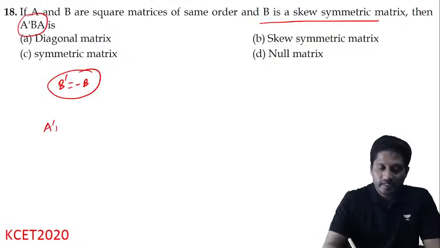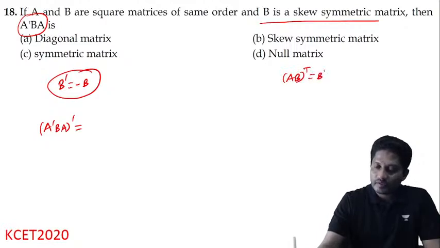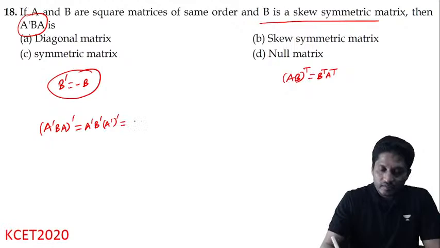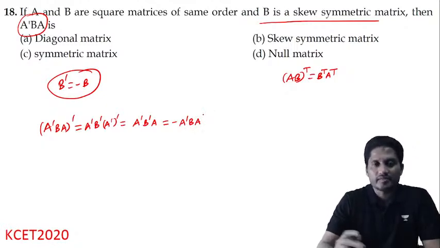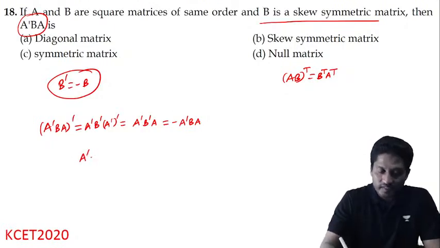Now suppose I take A dash B A, the transpose of this. The transpose of AB will be equal to B transpose into A transpose, right? So this is A dash, B dash, A dash dash. So this is A dash, B dash and A. B dash is equal to minus B, right? So this is minus A dash B A. So I'm getting the negative of the same matrix. If it is the negative of its own matrix, then A dash B A is skew symmetric.